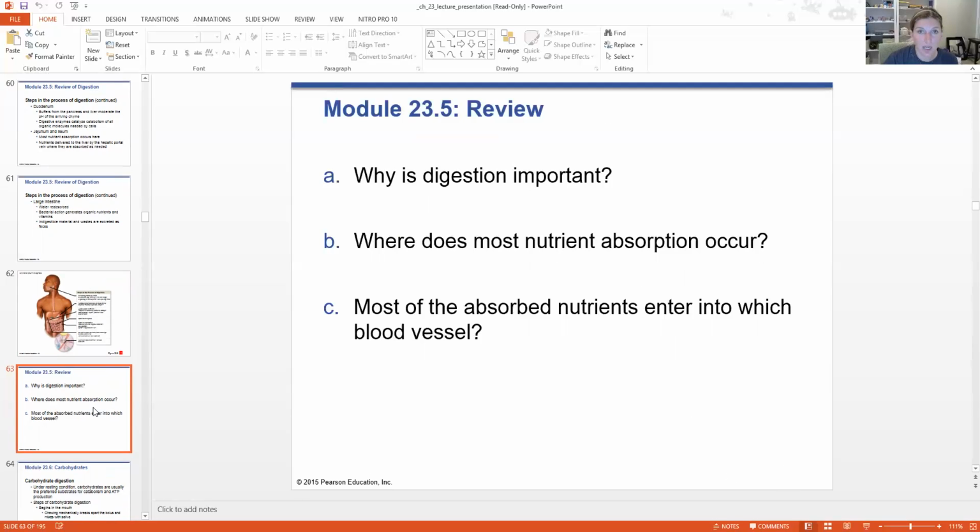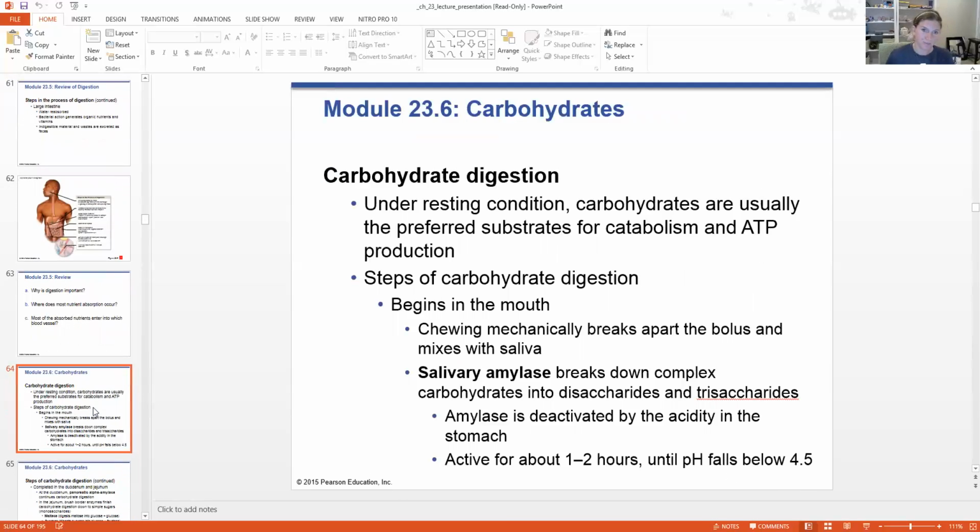We're going to get into carbohydrate digestion more specifically now. So, in a normal resting state, carbohydrates are what our cells prefer to use for catabolism and ATP production. So if you're sitting here just studying, listening to me, not running around, or your heart rate's not elevated for whatever reason, your body's using carbohydrates for ATP. There are several steps to get the carbohydrates to the cells. So you eat a cracker, you eat a sandwich, you eat pizza, anything with carbs in it. It's not like meat or vegetables. And you're going to begin this process.